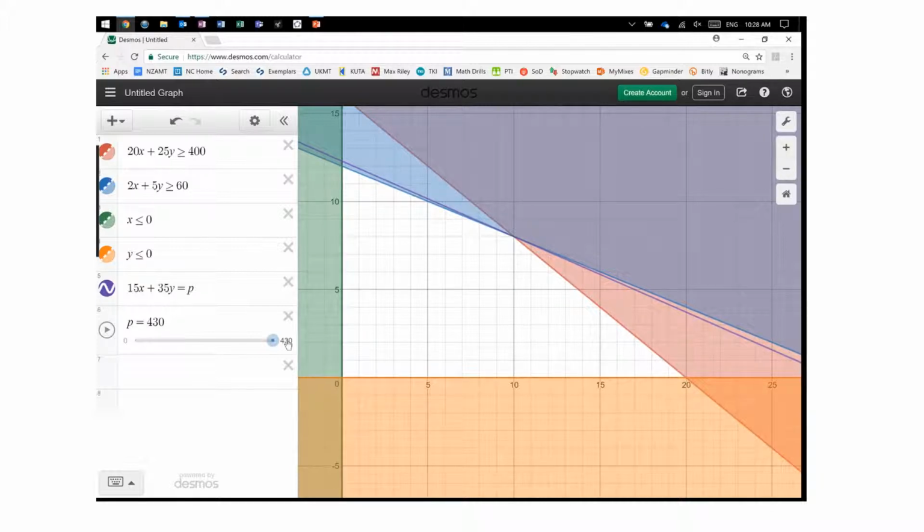Does that make sense? If I can do that, I can take 2 screenshots of that with my profit line going through there and my profit line going through somewhere down there. That is a merit skill. You are showing that the gradient of your graph is going outwards, and the last point in my feasible region is where its profit is maximized. Does that make sense?